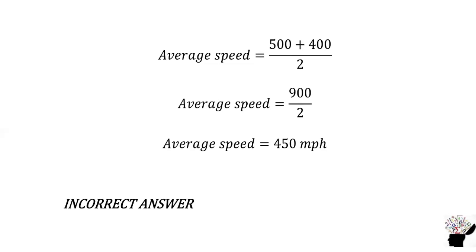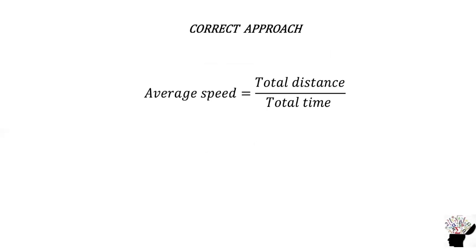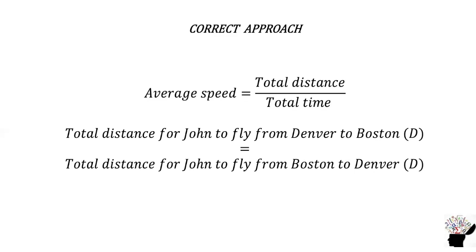Let us look at a proper way to solve this question. So the average speed, we all know, is the total distance over the total time. But we can think about it. The total distance for John to fly from Denver to Boston is the same as the total distance for John to fly from Boston to Denver. That fact we already know, right?